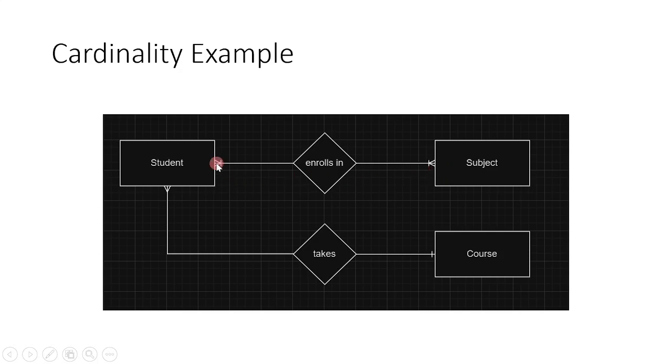So meaning many students can enroll in many subjects. Then many students take one course. So it could not be zero or one, because all students must belong to a course so that they could take those subjects. And one course could be taken by many students.